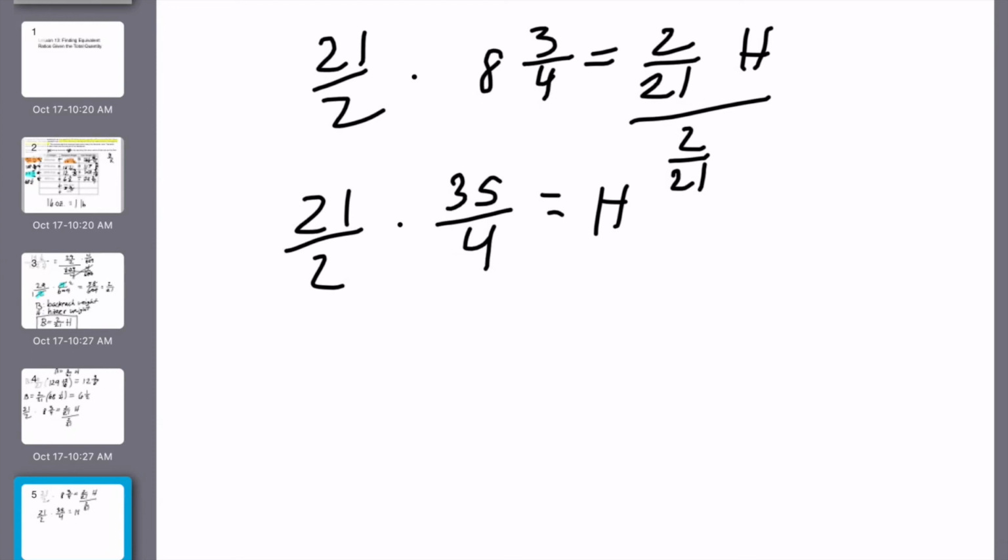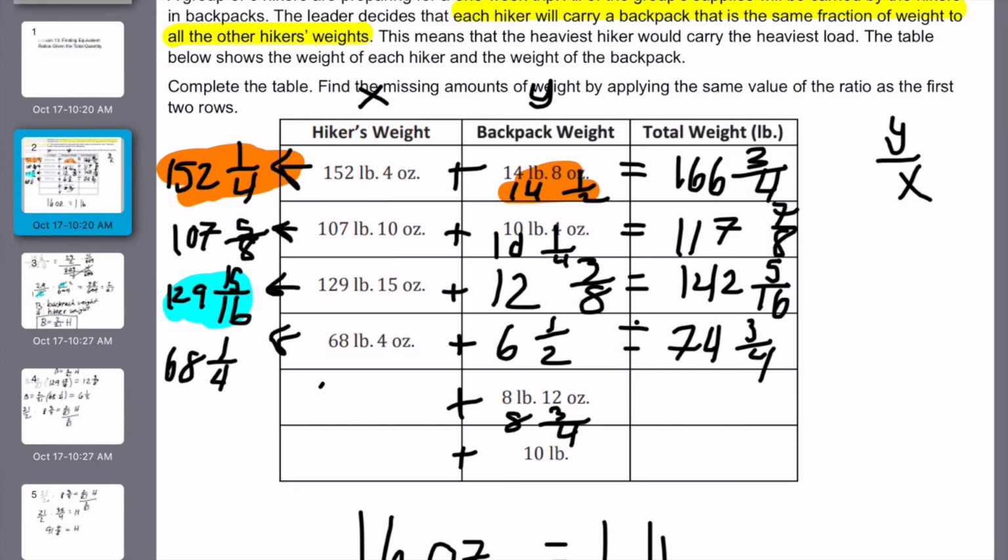And after I do all this work and make it into a mixed number again, this is going to come out to be 91 7/8 pounds is the weight of the hiker, so I'm going to put that in here, 91 7/8. So now I need to add 91 7/8 plus 8 3/4. That is going to give me 105/8 pounds.